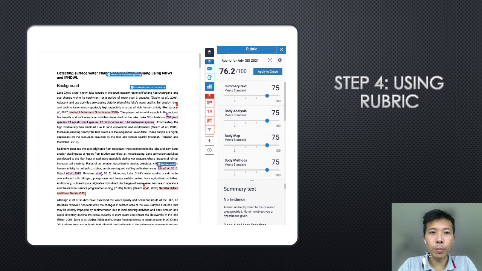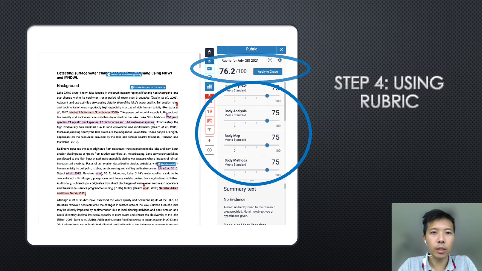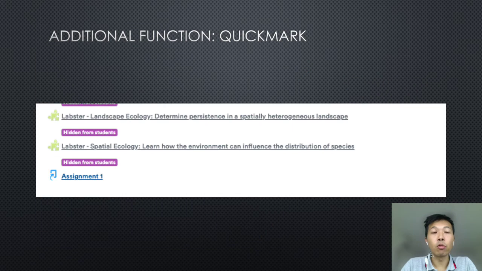A panel would appear on your right, and you can specify the scores for each of the criterion. For example, 75% for the summary text, 75% for the body. This will automatically calculate a total score for this particular assignment, and you can click on Apply to Grade to give this grade to the student's report. The rubric manager is a systematic way of marking your assignment according to a set criteria.